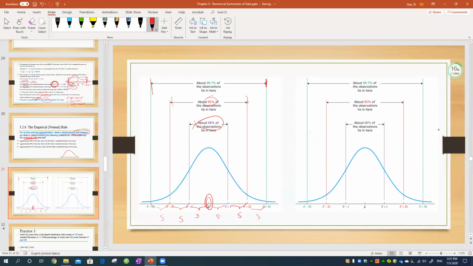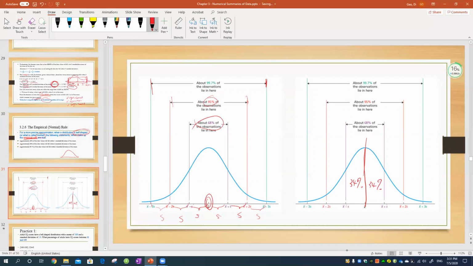And we can actually make it more accurate. Because the normal distribution is a symmetric distribution, if we say from here to here, that's 68%, then what about half? So from here to here, this is actually half of 68, which is 34%.